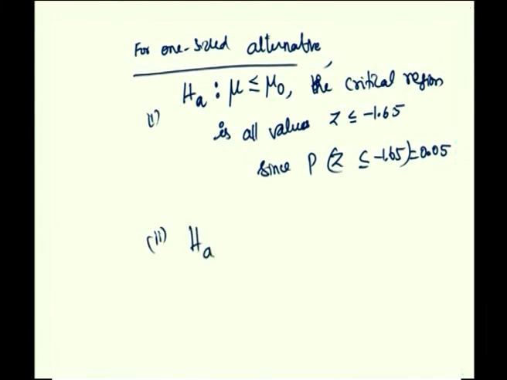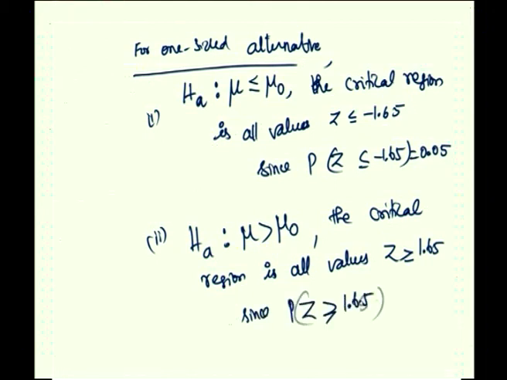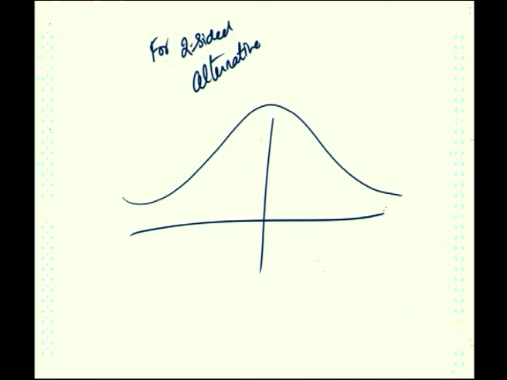Similarly, when HA is such that mu is greater than mu naught, then the critical region is all values z greater than or equal to 1.65. Since you are having P of z greater than or equal to 1.65 is equal to 0.05. This is in the case of one-sided alternative. What about a two-sided alternative?